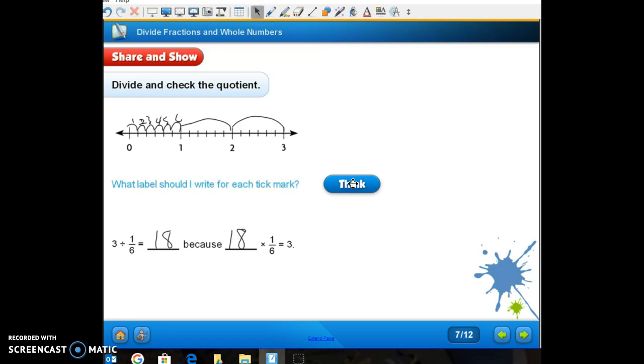Let's see what we should think. It says, what label should I write for each of my tick marks? What should we have written? 1/6. Okay?